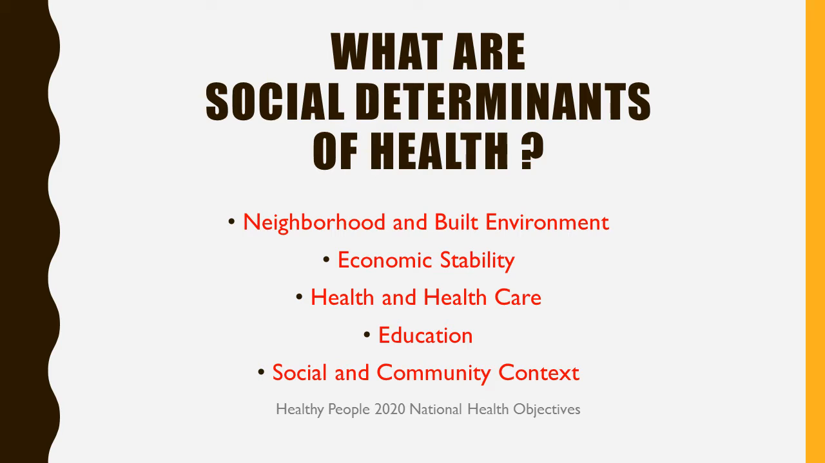Here you can see listed the 5 main topics addressed in Healthy People 2020 under the topic of social determinants of health. This slide presentation will focus on children's health and the neighborhood and built environment.